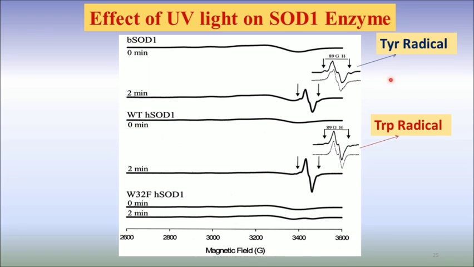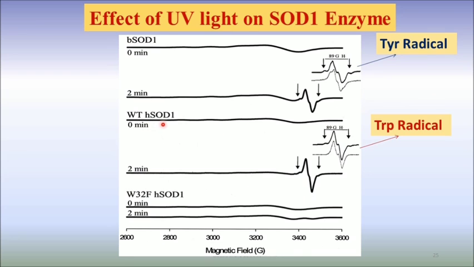We have used ENDOR and EPR to directly probe the copper active site and the free radical formed during the bicarbonate dependent peroxidase activity, and published in Journal of Biological Chemistry. Using low temperature EPR, we have identified tyrosyl radical formation when bovine copper zinc superoxide dismutase is exposed to UV light. Tyrosyl radical is produced. Using simulation, the parameters are obtained.